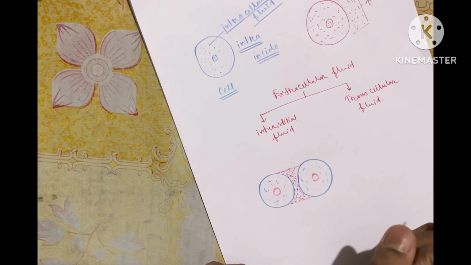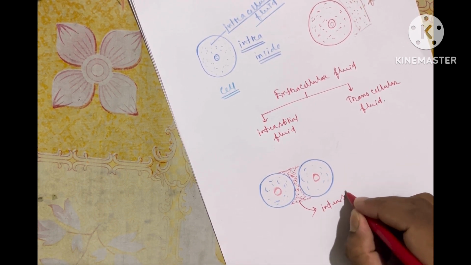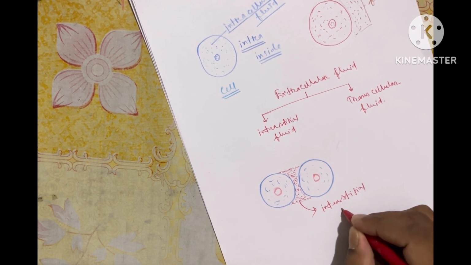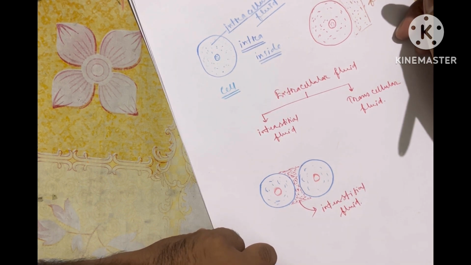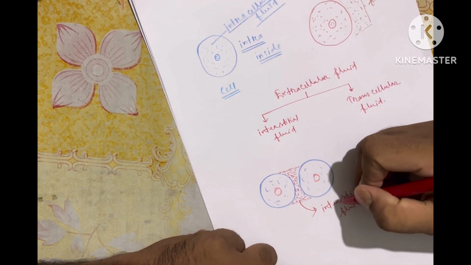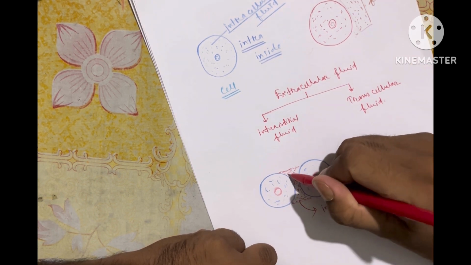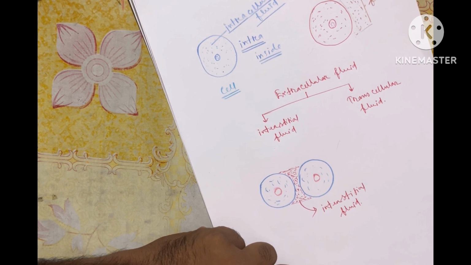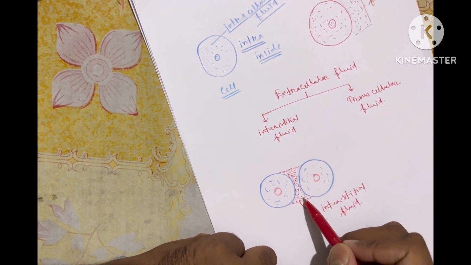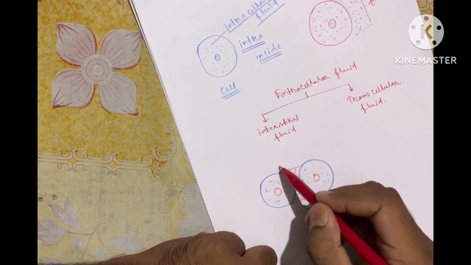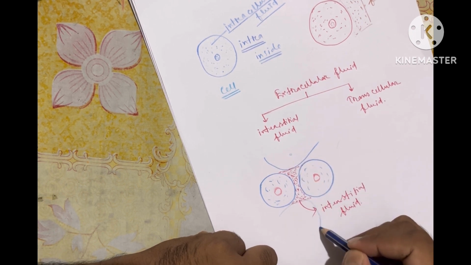that's why it is called interstitial fluid. So what is interstitial fluid? Interstitial fluid is that part of extracellular fluid which is present in between two cells. Or in between, maybe not only two, there could be another cell here, another cell here.